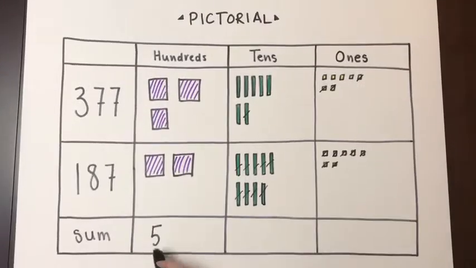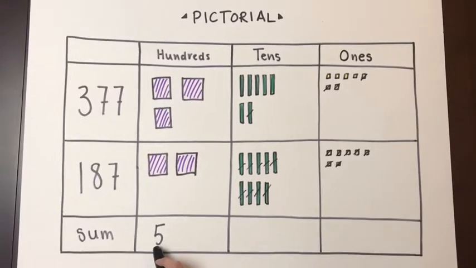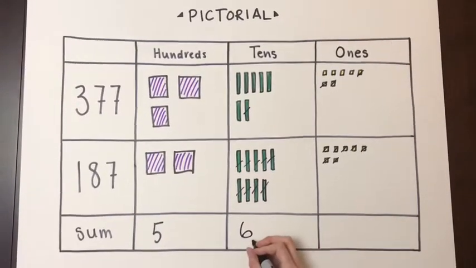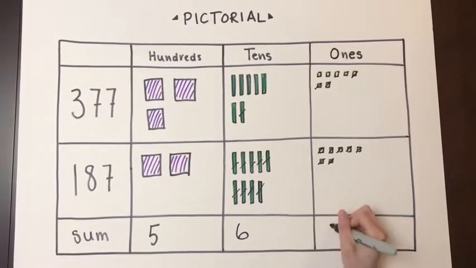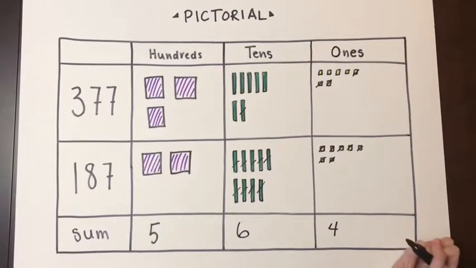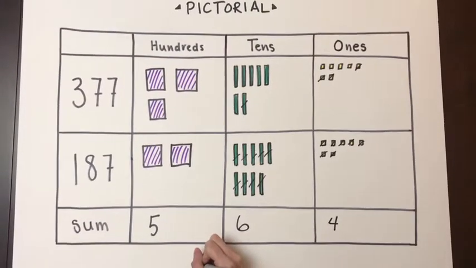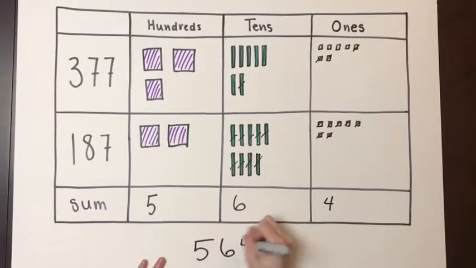Therefore, altogether we have 5 flats in the hundreds column, totaling 500. We have 6 rods in the tens column, totaling 60. And we have 4 cubes in the ones column, totaling 4. So altogether, our pictorial summation is 564.